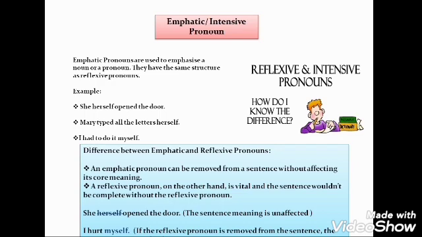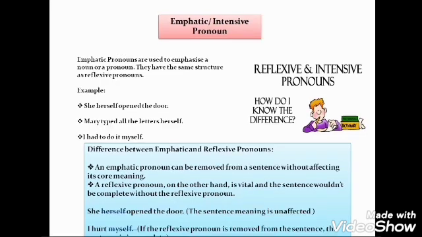Whom did I hurt? So, reflexive pronouns will never be complete without those words.